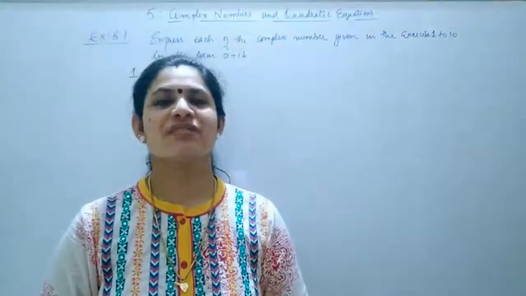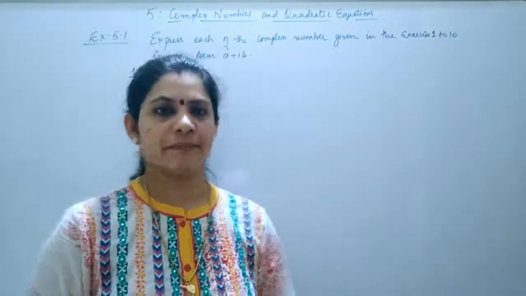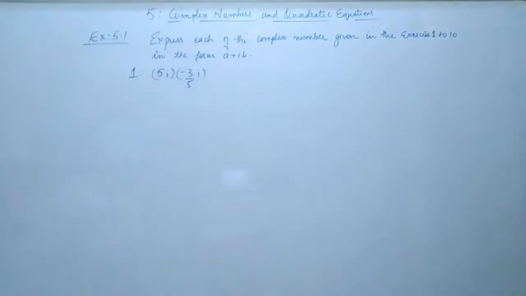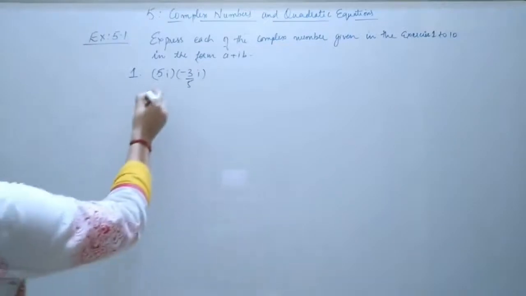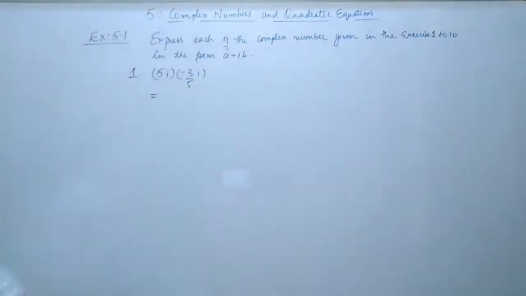Hi everyone, today we will be discussing the problems of exercise 5.1. The question is, express each of the complex numbers given in exercises 1 to 10 in the form a plus ib. The first question is 5i into minus 3 by 5i. So we need to simplify this and then write the answer in the form a plus ib.